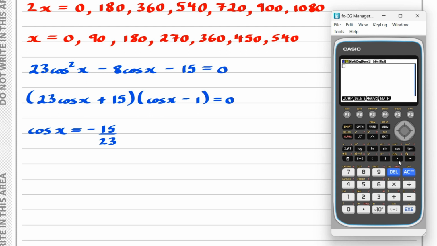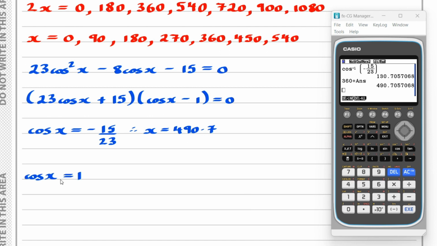Let's try to solve for x. I've got the inverse cosine of negative 15 over 23. So I get 130, and if I do 360 minus this, I get 229. Now remember, I want my solution to be in between 360 and 540. So if I take this first solution and add 360 to it, I get x equals 490.7. I've also got cos x equals 1, which means x is equal to 360.